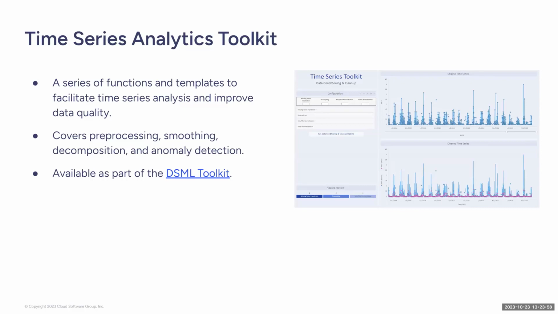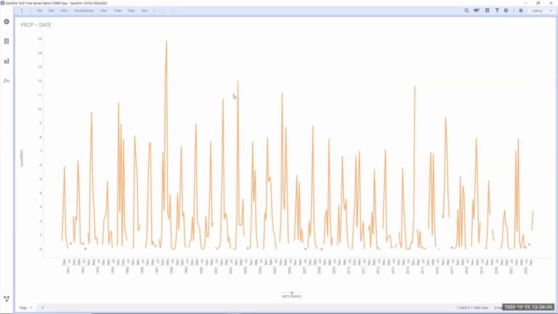But now let's have a look at this in Spotfire. So what we're seeing here is a time series of precipitation. You can see right away that there are several data points missing here. So you see the lines are broken, and that is because there are missing values in this time series. And that can be a problem for the analysis.